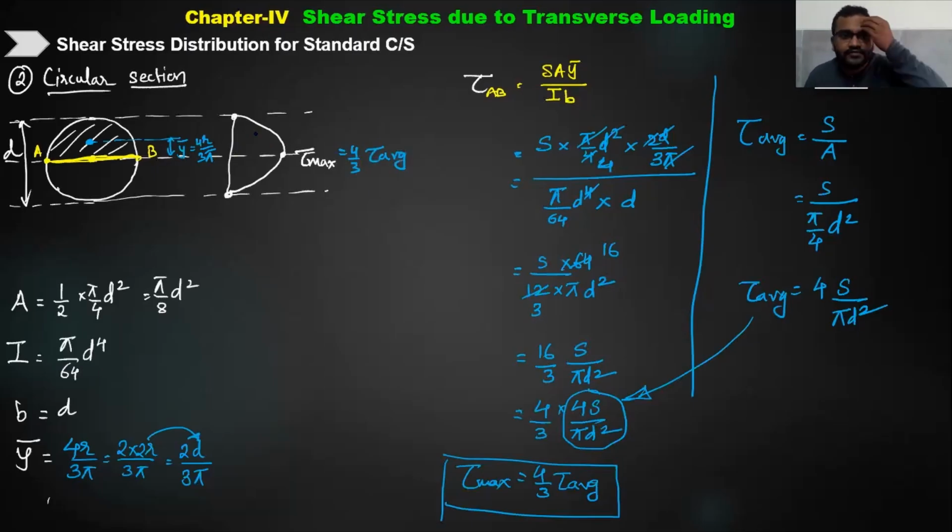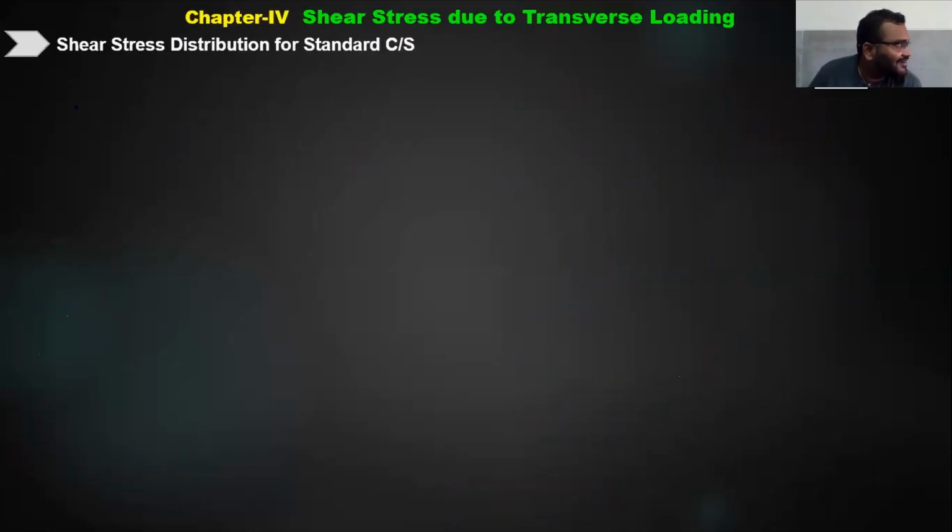Getting it? So how can we find out the shear stress for a circular section? How is it going to be maximum for a circular section? Are you understanding it? How to implement this formula? Okay, so now let us go for the next section.